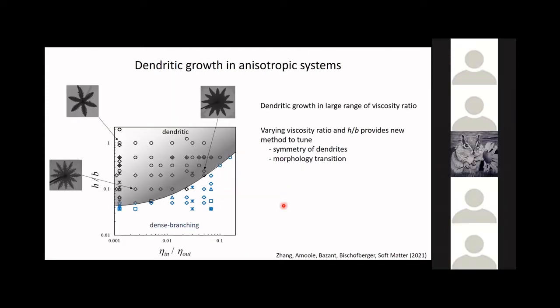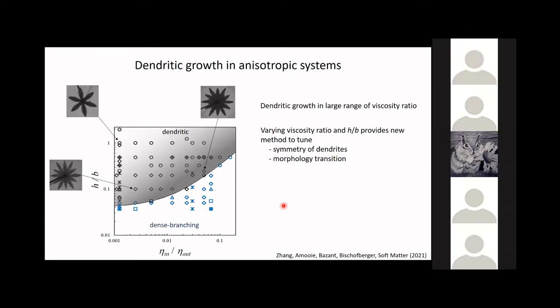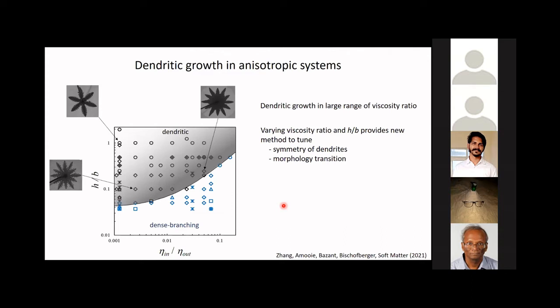So we can observe dendritic growth over a large range of viscosity ratios. And we have identified 2 control parameters, H/B and the new control parameter of the viscosity ratio, that allow us to now controllably tune both the symmetry of the dendrites and the morphology transition between dense branching and dendritic growth.